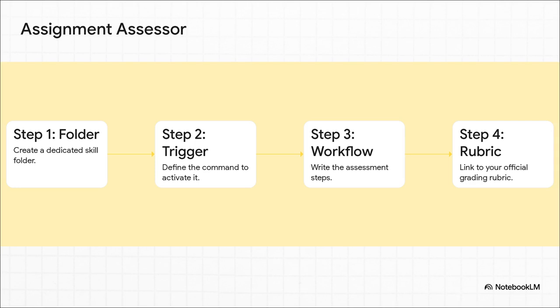You just create a folder, you define a trigger command, something like "assess this paper," you write out the steps for the AI to follow, and then, and this is the crucial part, you link it to your school's official grading rubric. Just like that, every single assignment gets assessed against the exact same standard instantly.